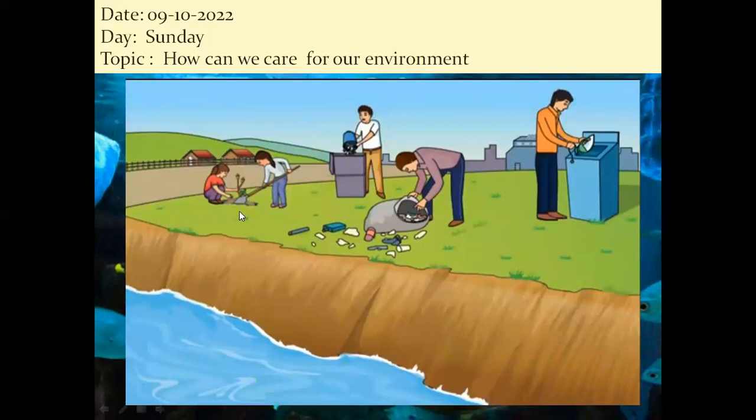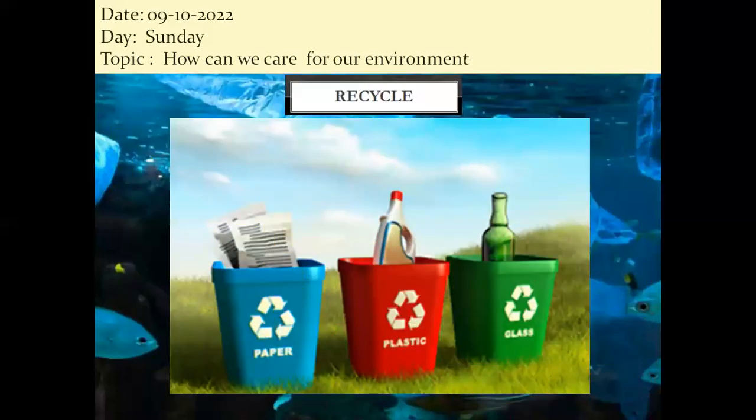So what should we do? We should plant more trees. We should dispose the litter properly in the dustbins. We should not mix the dirty water with the clean water. This is how we can take care of the environment.